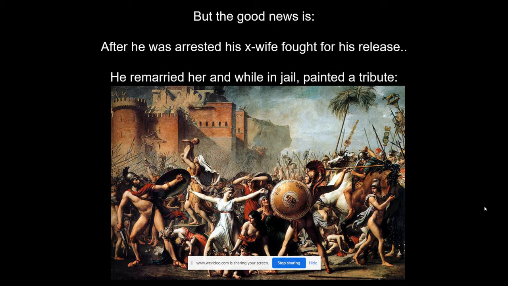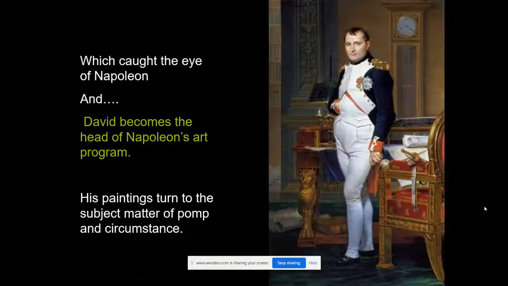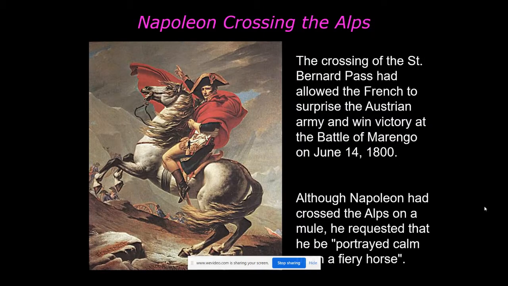While he's in jail, he paints this picture as a tribute to his wife. And she's like, oh, that's so sweet. So she remarries him. And then Napoleon becomes in charge. That's crazy. And that painting caught the eye of Napoleon. And so David became Napoleon's head artist. He was like the artist that painted this painting of Napoleon, which you've probably seen. If you've ever seen a painting of Napoleon, it's by David. That's crazy. Here's another painting by David of Napoleon.